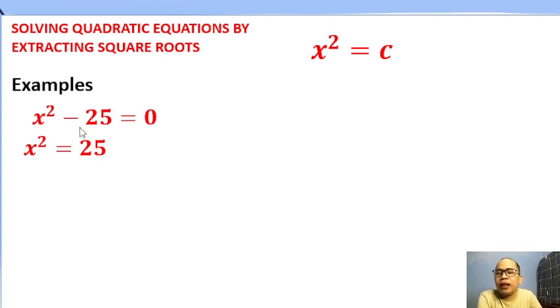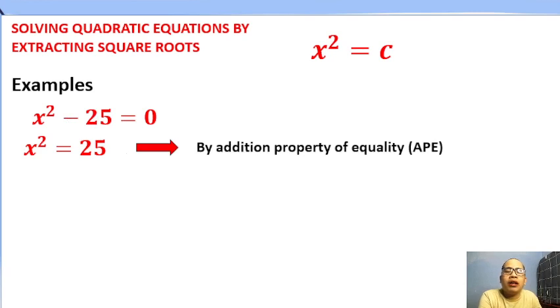So, let's see. When we transpose in the equation, it changes the sign. Or, apply the addition property of equality. So, let's add positive 25 to the left side, and add positive 25 to the right side. So, this will be our equation. In this case, it is now in the form x squared equal to c. So, we can now extract.